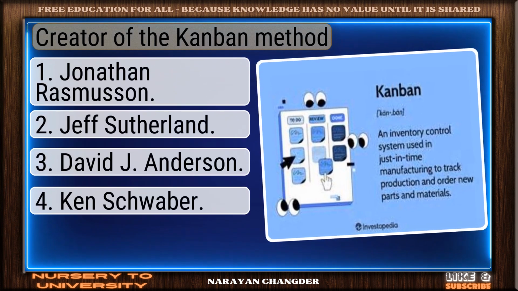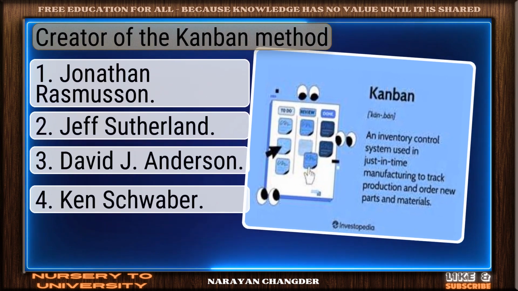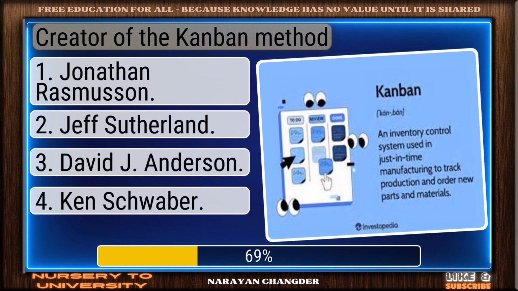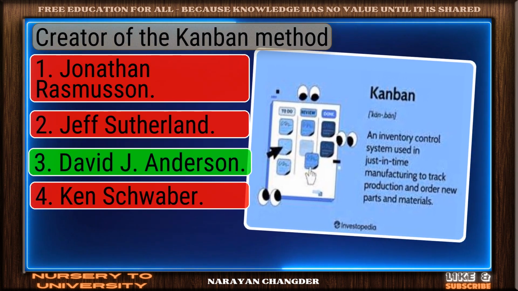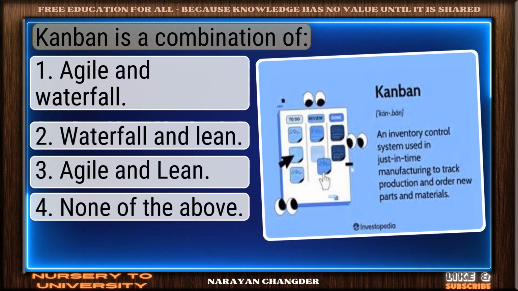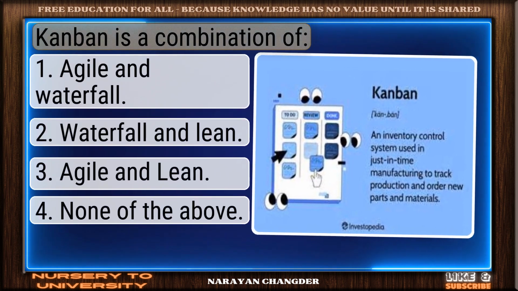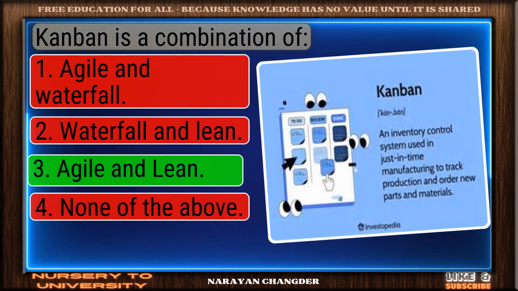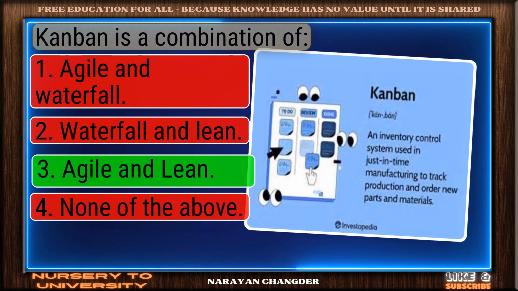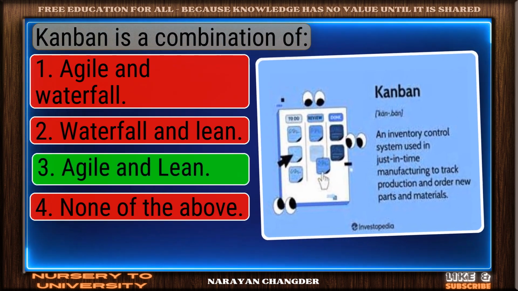Question number 48. Creator of the Kanban method. Right choice. David J. Anderson is the best answer. Question number 49. Kanban is a combination of? Nice work. You chose Agile and Lean, and it is correct.